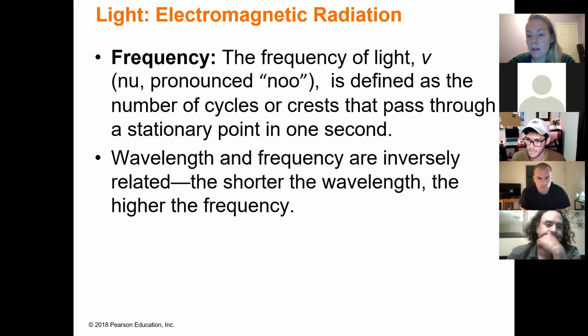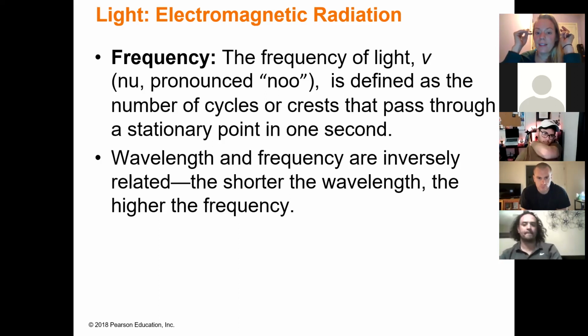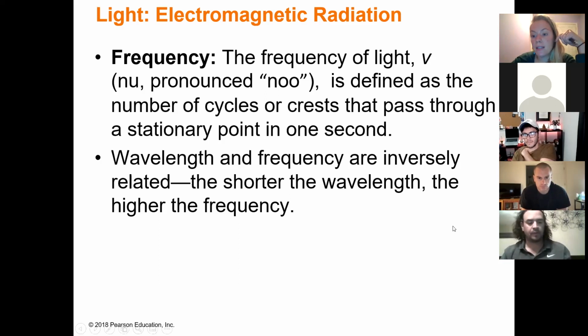Frequency is always going to be inversely related to your wavelength. So if you have a really long wavelength, it's going to take a long time for you to get from crest to crest. If you have a short wavelength, you're going to go past those crests really fast. So your frequency will be inversely related. Inversely related means as one goes up, the other goes down.